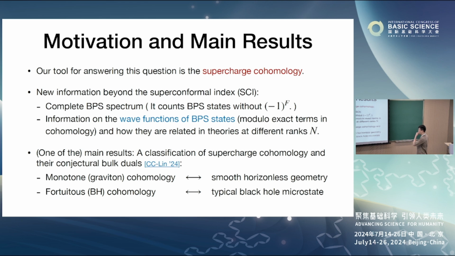Okay, let me tell you some of the results that we have, before going into the details. First, we have a classification of the supercharge cohomology, and we also propose conjectural bulk duals. We classify the cohomology into two different categories. This is not a very refined classification. The first one is called monotone cohomology, or some other people call them graviton cohomology. Their conjectural bulk duals are smooth and horizonless geometries in the bulk. The second category of cohomology are called the fortuitous cohomology, or people also call them black hole cohomology. That is because their conjectural bulk duals are typical black hole microstates.